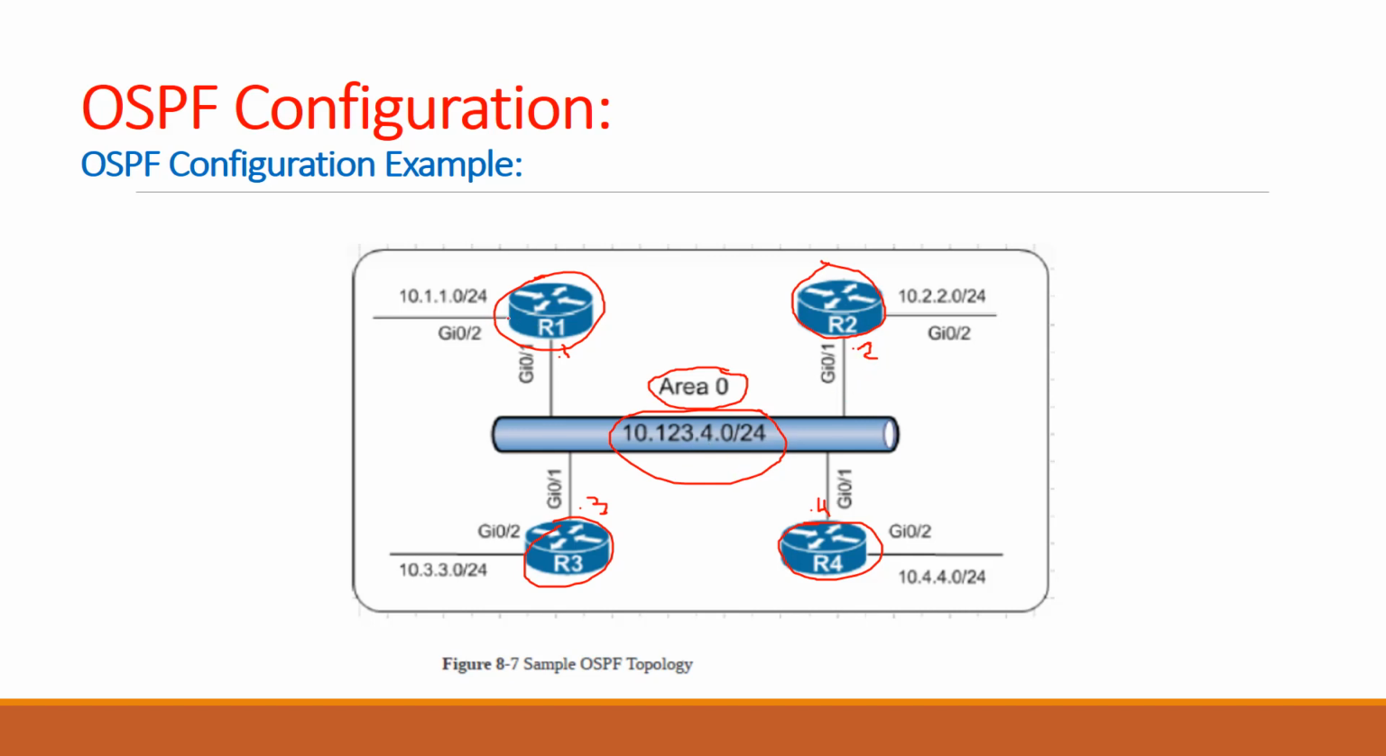And each router has a connected subnet to be advertised via OSPF. Here 10.1.1.0/24, here 10.2.2.0/24, here 10.3.3.0/24, and here 10.4.4.0/24. Let's go to GNS3 to configure this example.